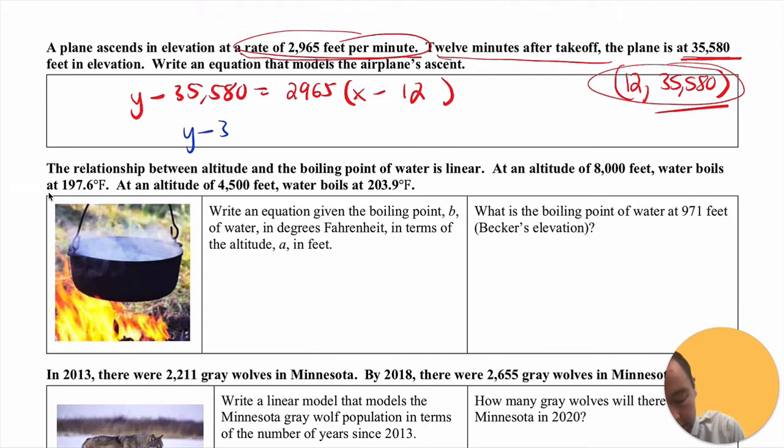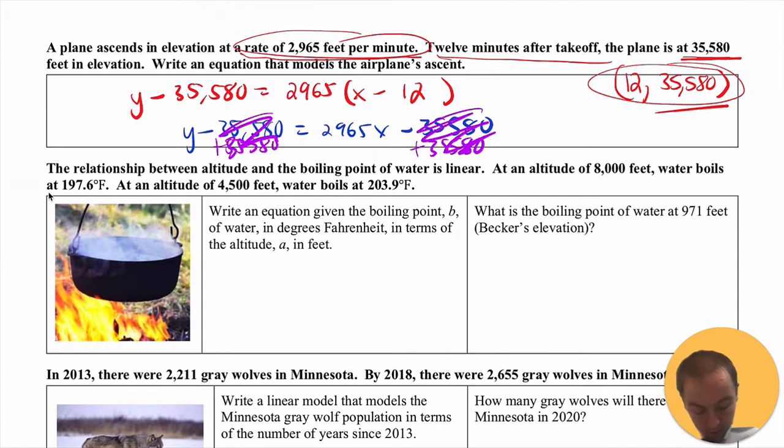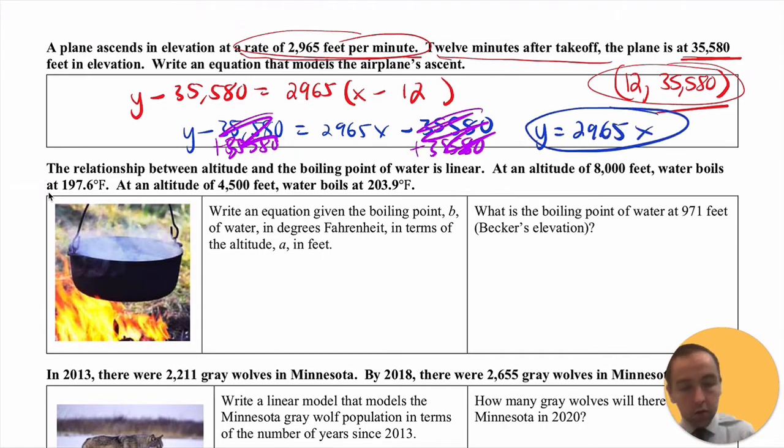So y minus 35,580 is equal to 2965 times (x minus 12). Then we take 2965 and multiply that by 12, we get minus 35,580, and then you can get the y alone if you add 35,580 here, and add 35,580 here. It actually turns out that you have 35,580s on both sides, so you just get y equals 2965x. That should make a lot of sense, because that's going to be the slope of the ascent, and then the starting height, which of course should be 0 at time 0, because the plane is going to start on the ground when it takes off.